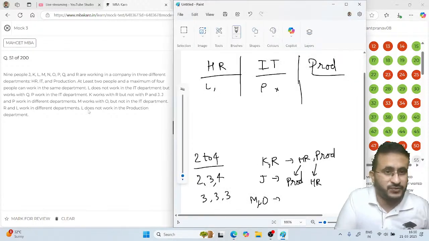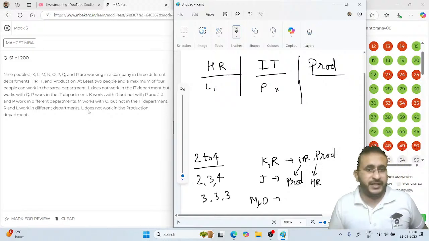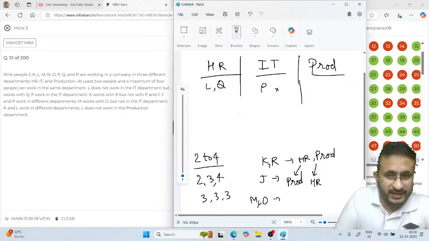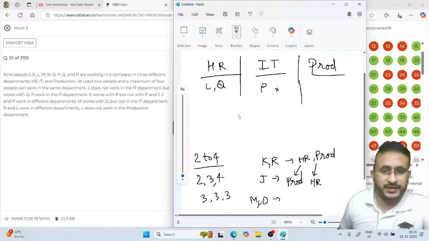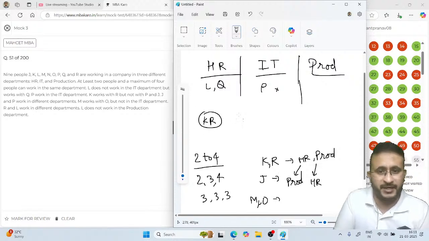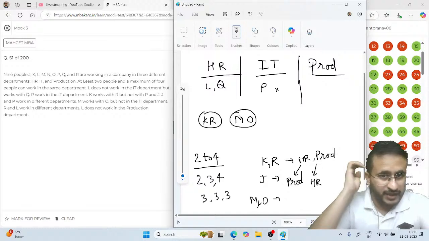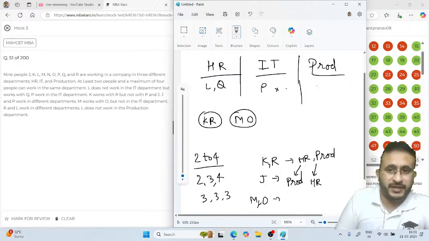Okay, if you see the first one, L does not work in the IT department but works with Q. So L and Q will work here, right? And L does not work in the production. So L and Q will work here. So two people are done. Now we have K and R. So one pair is KR, they will work in the same department. Then we have M and O, they will work in the same department. Okay. So M and O cannot work in IT. So M and O can work in production or can work in HR also.